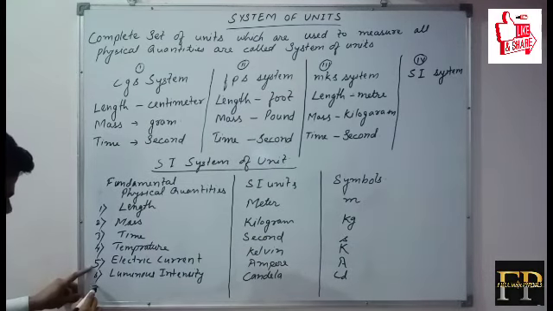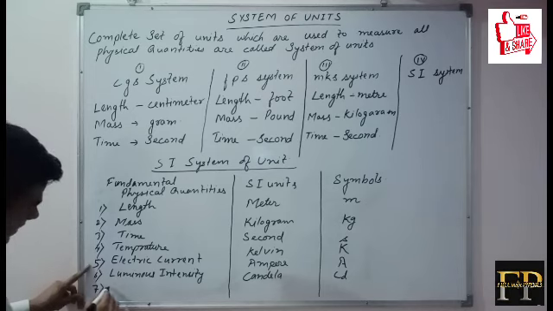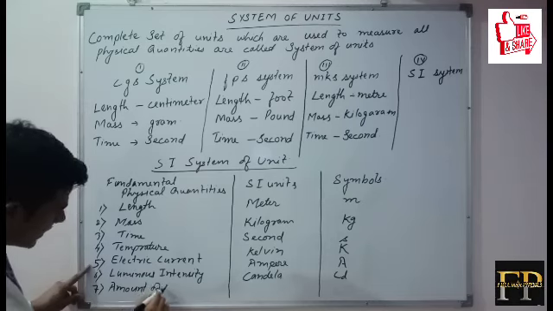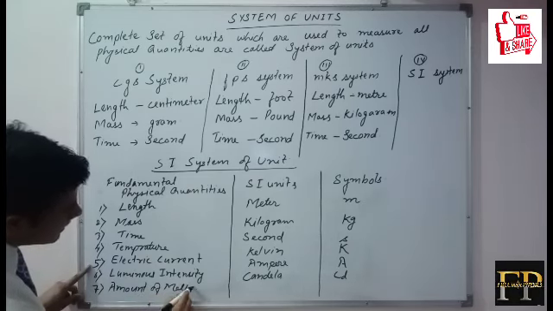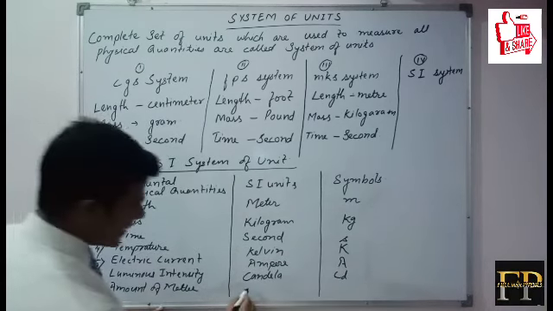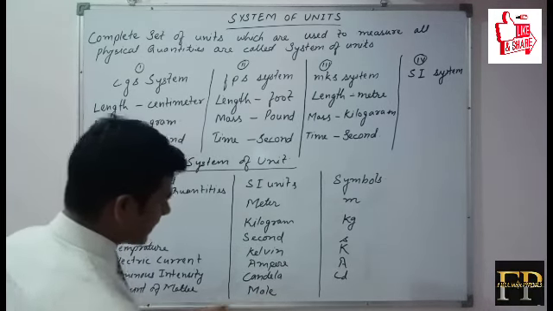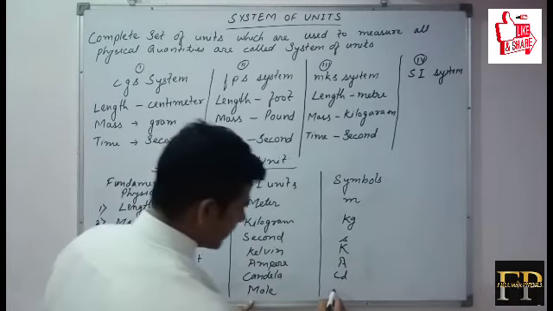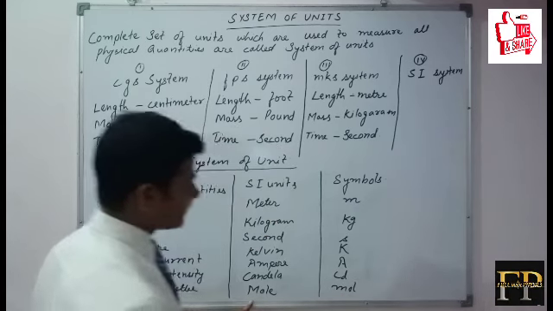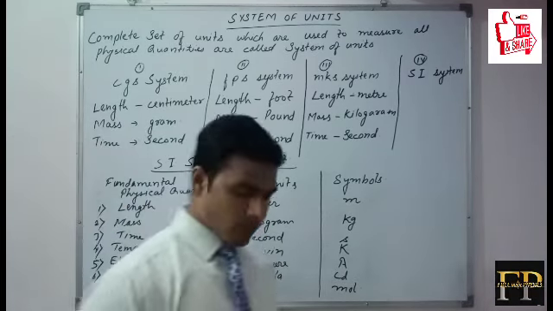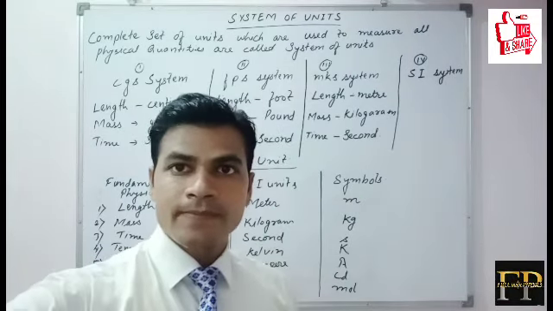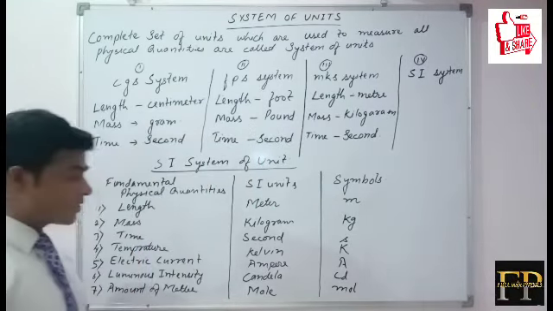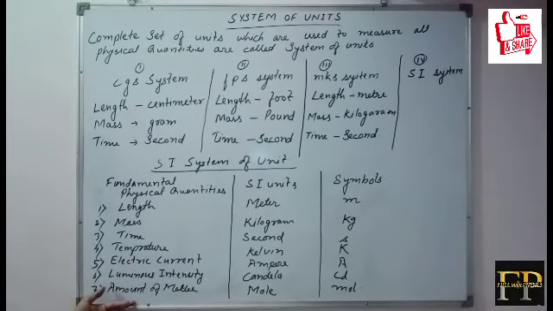And the last one, the seventh fundamental physical quantity, is amount of matter, or we can also say substance. Amount of matter is calculated in mole. It means the SI unit of amount of matter is mole, and we write it as mol. Now, students, you can take a screenshot of all this and write it down in your copy.